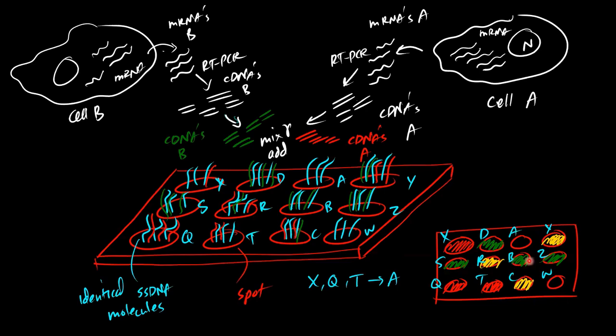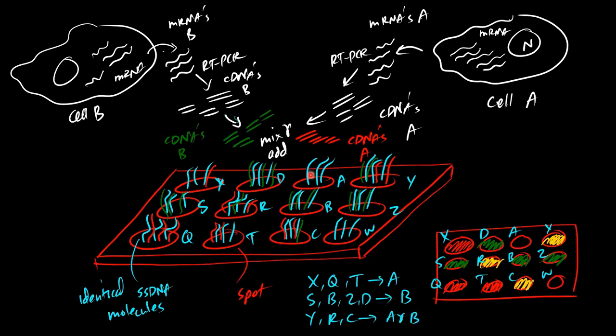Green spots mean that genes S, B, Z, and D are only expressed in cell type B. Yellow spots or orange spots indicate that we have, like Y, both green and red cDNA binding here. So this means that gene Y is expressed in both cells. So here we have Y, R, C expressed in A and B.